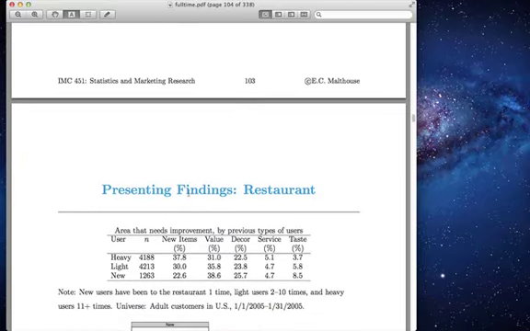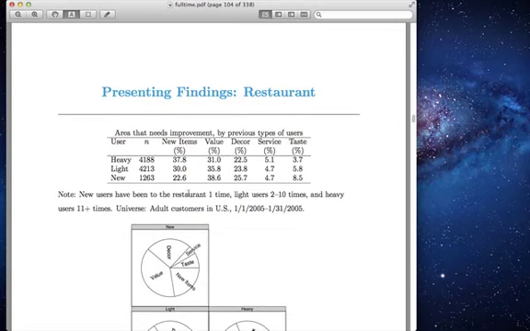The first and simplest way is probably with the table. And so here's one possible table. So let me point out a few things that you should notice about the way I presented this. So first, I've gotten rid of all the superfluous information.